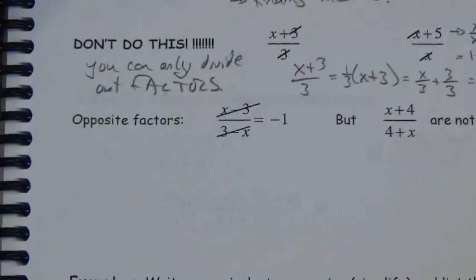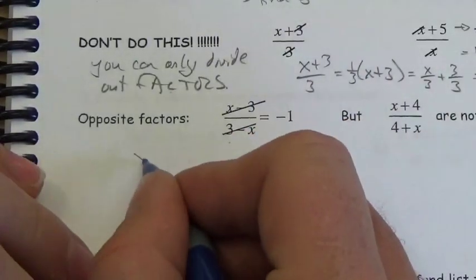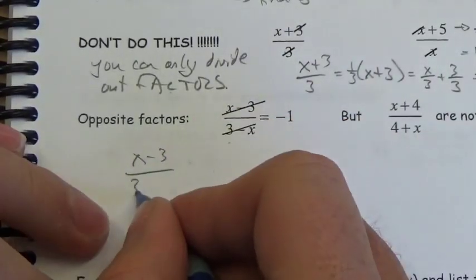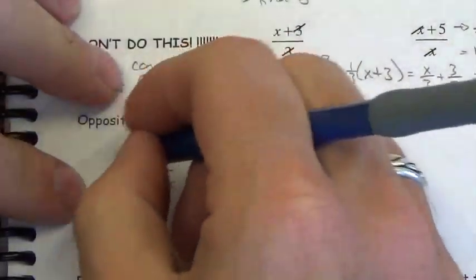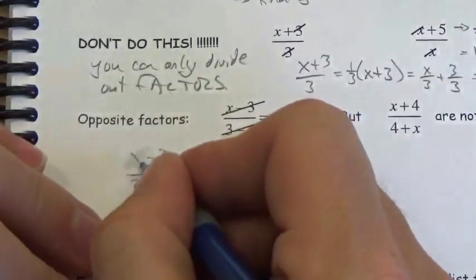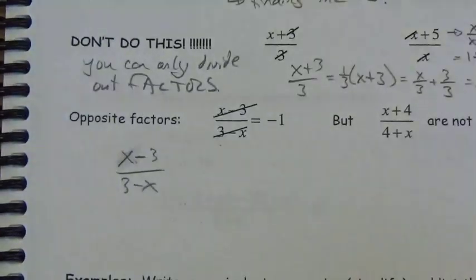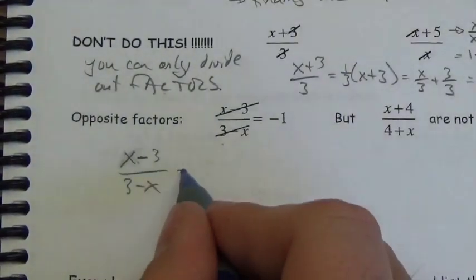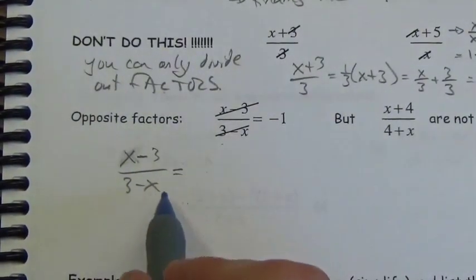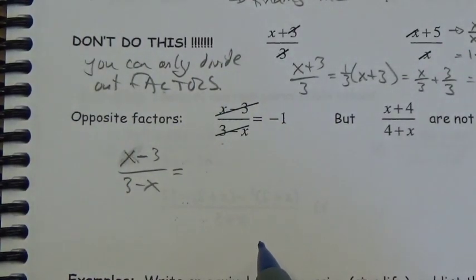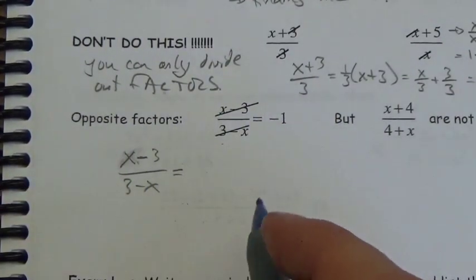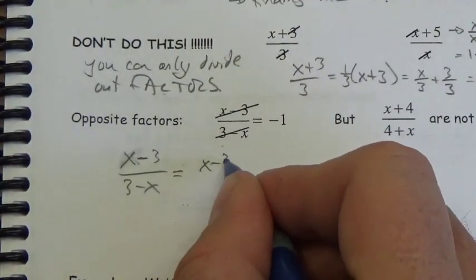Now, other things to look out for. If you ever had an x minus 3 over a 3 minus x in a problem, those look similar, but they're not. And when you take a good look at this, you should notice that the denominator is a little on the ugly side. There's just something that's not quite right about it. It's in the wrong order. It's totally in the wrong order.